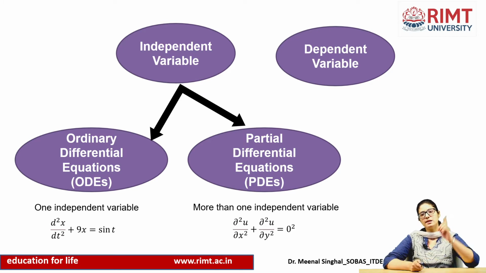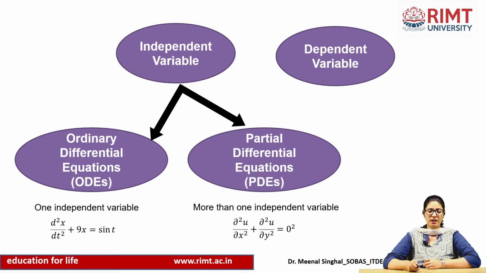If you look at the ordinary differential equation here, you have d2x by dt2 plus 9x is equal to sin t. So, this represents an ordinary differential equation. Here the derivatives are represented by d2x by dt square, and notice in the partial differential equation, instead of writing d, we are writing the symbol curl d or del, as it is sometimes pronounced.